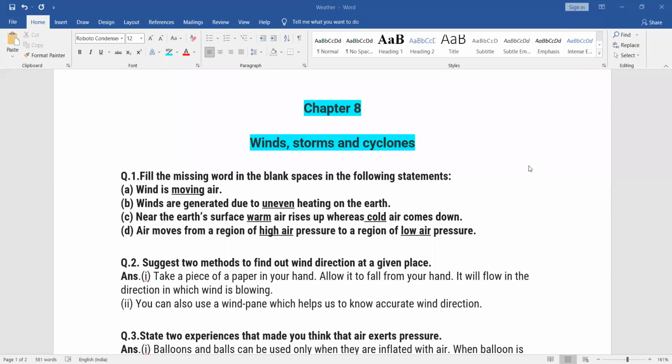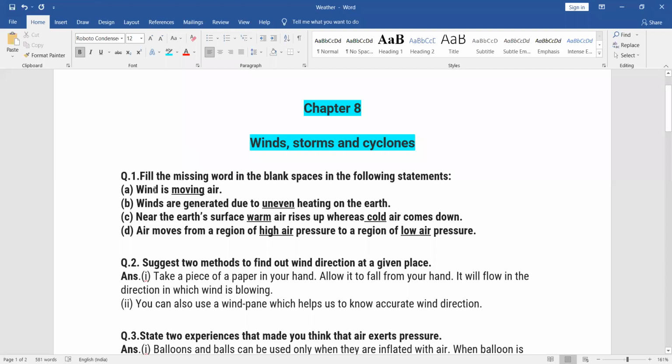So today we will start with our chapter, chapter 8, Wind, Storms and Cyclones. Today we need to discuss the question answers, our exercise questions. So just see the first question of our NCERT book. The first question is: fill in the missing word in the blank spaces in the following statements.